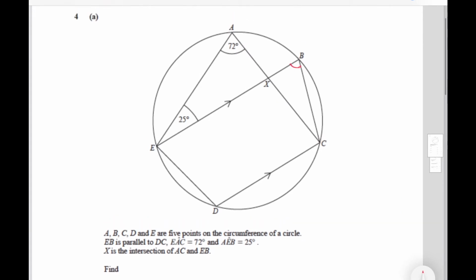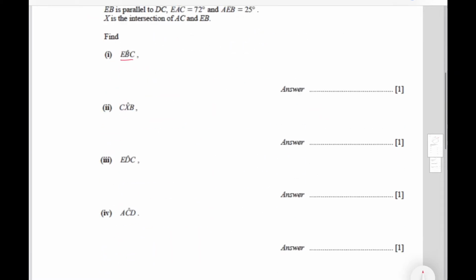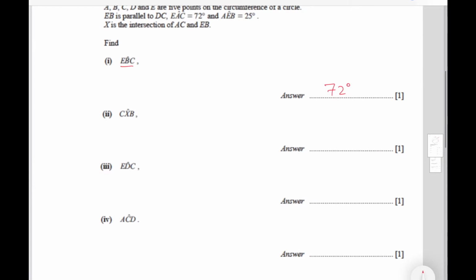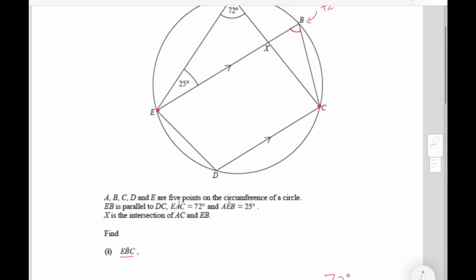If you notice, one of the circle properties is if an angle starts from 2 points and it's on the circumference, and if another angle is exactly matching those properties, then the two angles are going to be the same. So this is going to be 72 degrees. So let's write it over here. This is 72 degrees. The next part says find CXB.